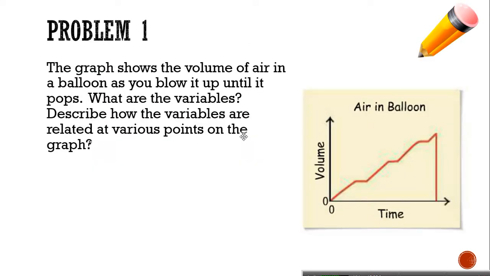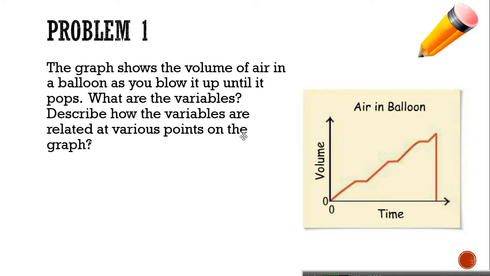The first kind of problems we're going to look at, they're going to give us a graph, and then we need to figure out what my variables are and describe what the variables are doing as they're related at various points. In this one, they say the graph shows the volume of air in a balloon as you blow it up until it pops. What are the variables, and describe how the variables are related at various points on the graph.